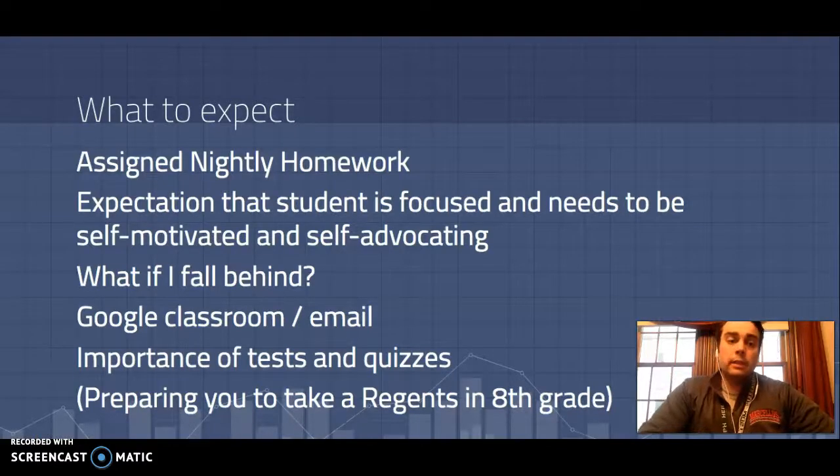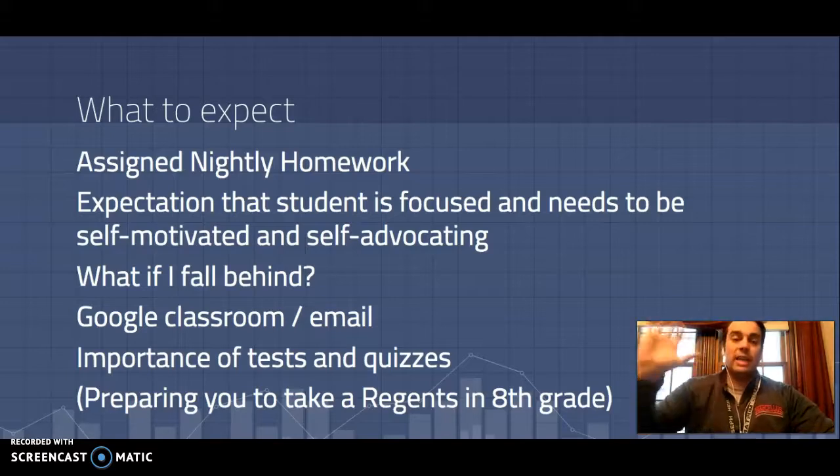So what to expect? You're going to be assigned nightly homework. Almost every single night you're going to get homework. So let's count it as a treat if you don't get it, but let's come in expecting nightly homework. An expectation is that the student is focused and is a self-motivated and self-advocating learner. That means that when something's given to the student, they're really going to take it and move forward with it, that they're motivated to learn, they want to learn, they want to be in that classroom. And self-advocating meaning if they have a problem or an issue or a question, they can ask that question and not feel any issues with that.